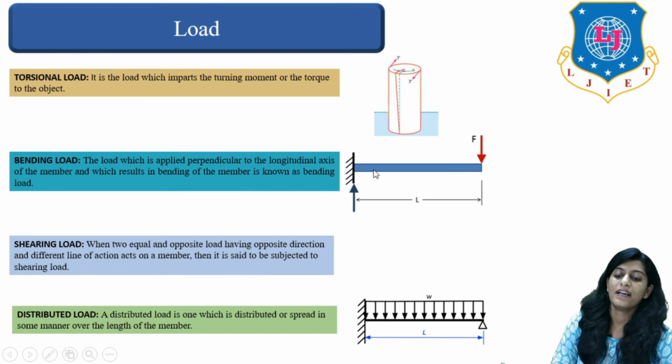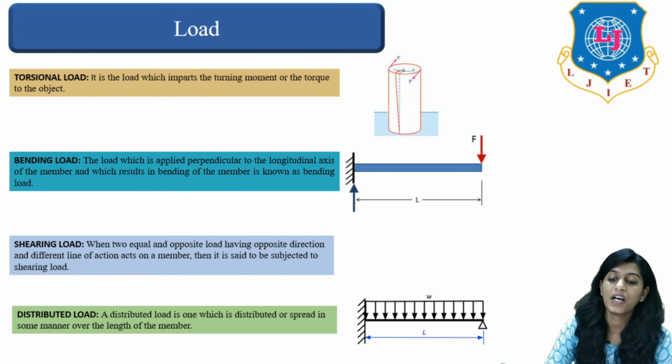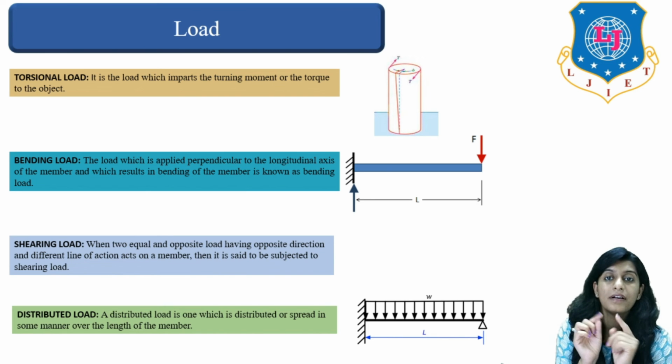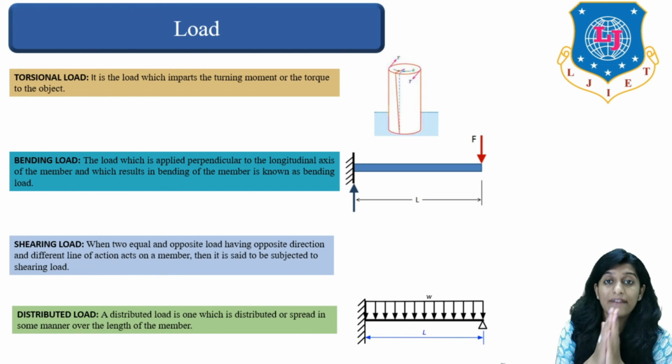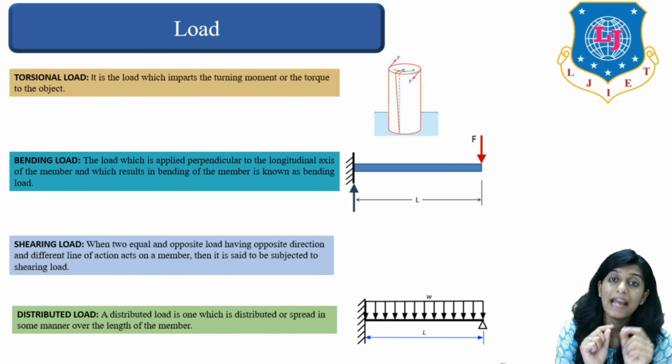The next load is a shearing load. What is a shearing load? When two equal and opposite loads having opposite directions. Again, remember, two equal and opposite loads, but the directions of those loads are opposite, right? Two equal and opposite loads having opposite directions and different line of action. This is very important.